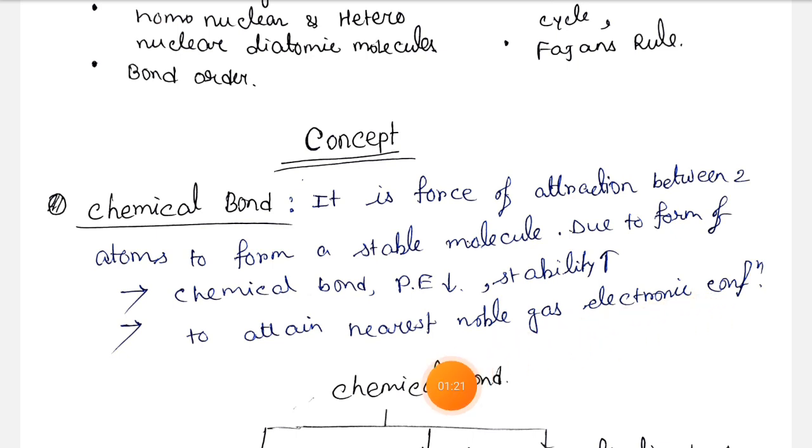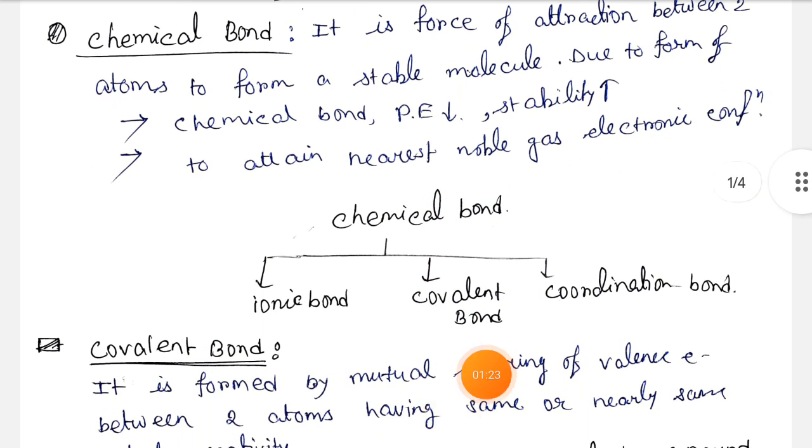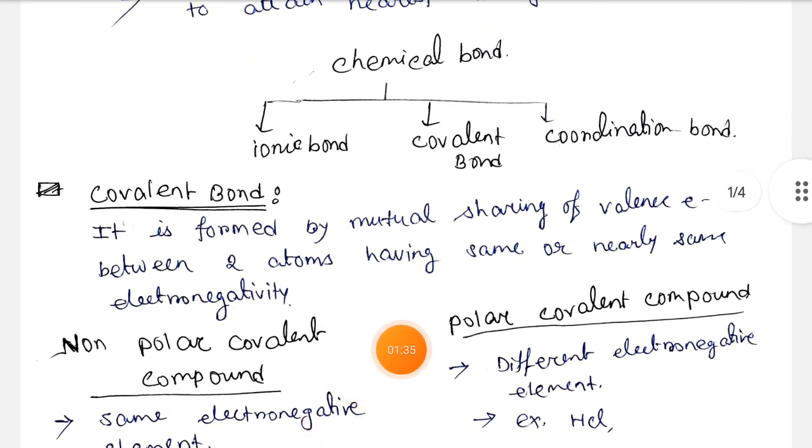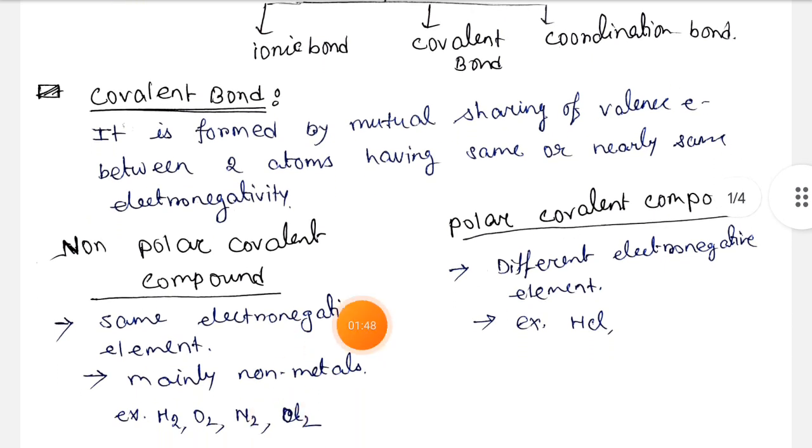Next, chemical bonding is of three types: ionic bonding, covalent bonding and coordination bonding. Basically, our part is covalent bonding. So what is covalent bonding? At first we have to know it is formed by mutual sharing of electrons, that is valence electrons, between two atoms having the same or nearly the same electronegativity. This is of two types basically: non-polar covalent bond and polar covalent bond.